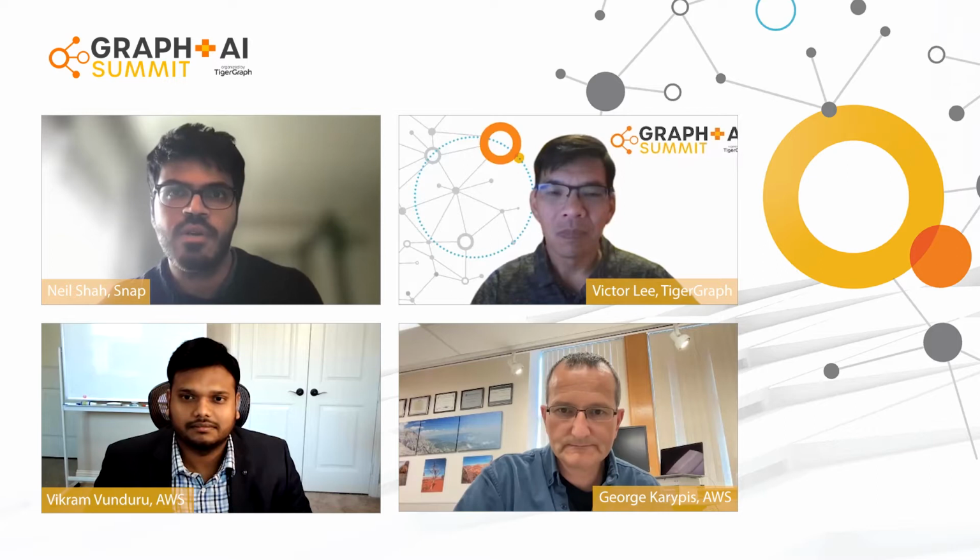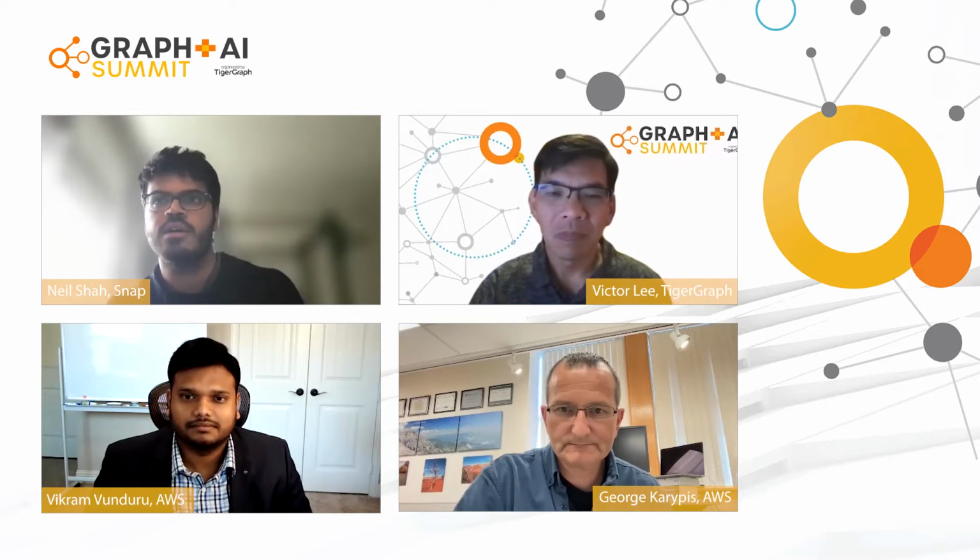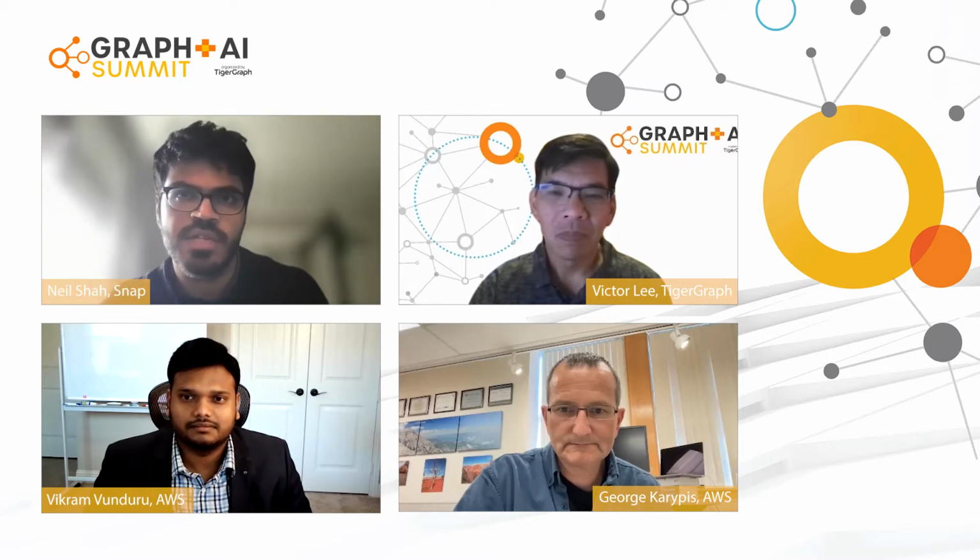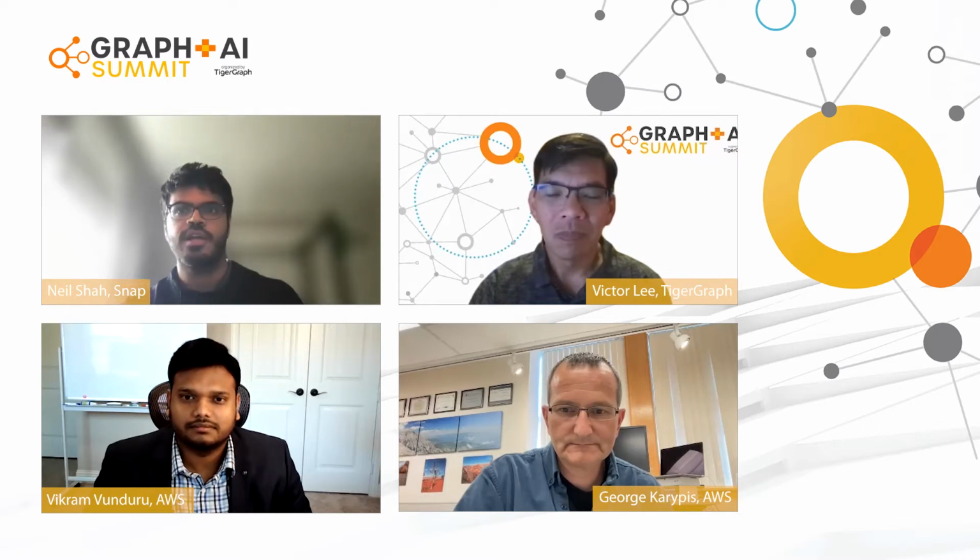And finally, we have Vikram Munduru, who's a solutions architect at AWS, helping strategic ISV startup customers in the San Francisco Bay Area. Vikram comes with a background of designing, implementing, and migrating solutions like DevOps, AI and machine learning, and software as a service on the AWS cloud.